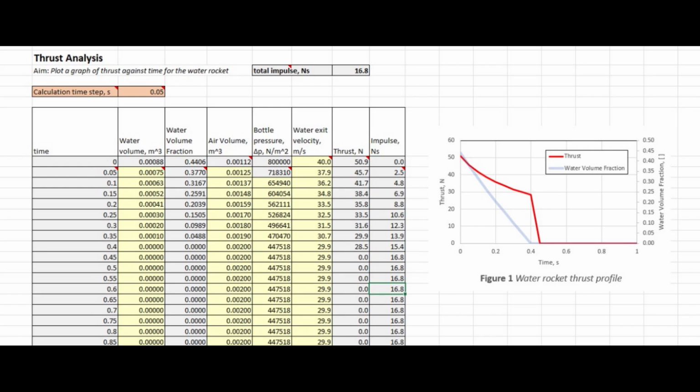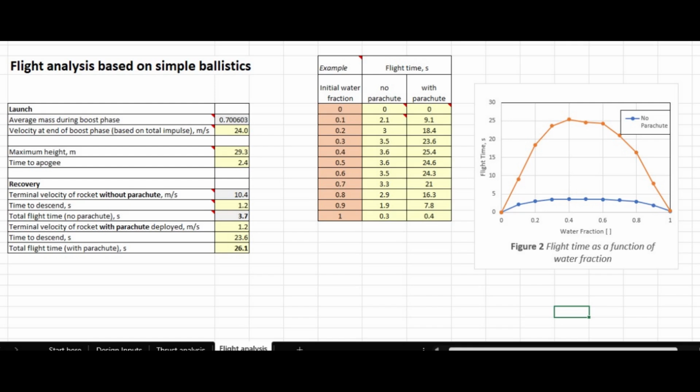Using the simulation, we can see the effect of changing water fraction on impulse. This helps us in determining which water fraction is ideal. As always, this is just a simulation and is likely to deviate from the real world scenario.